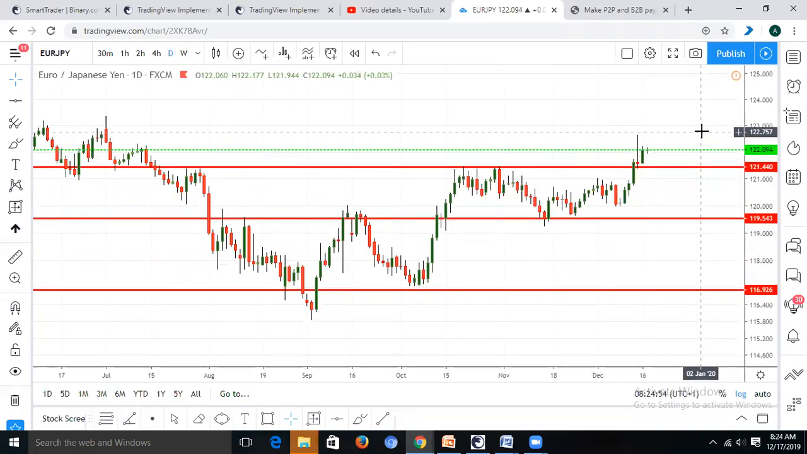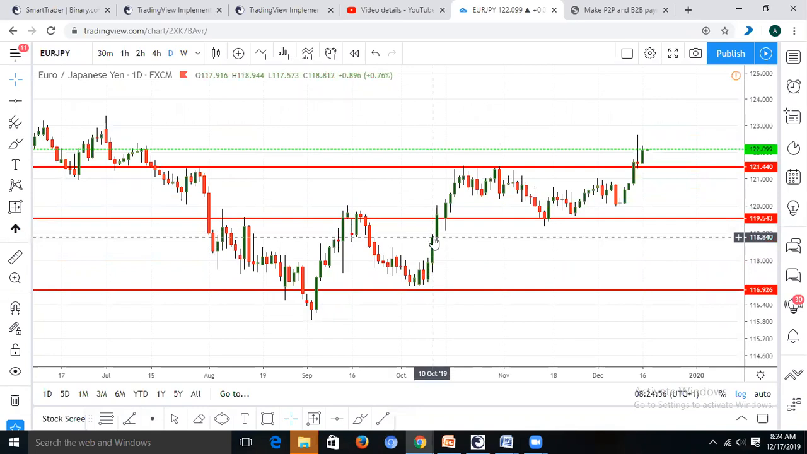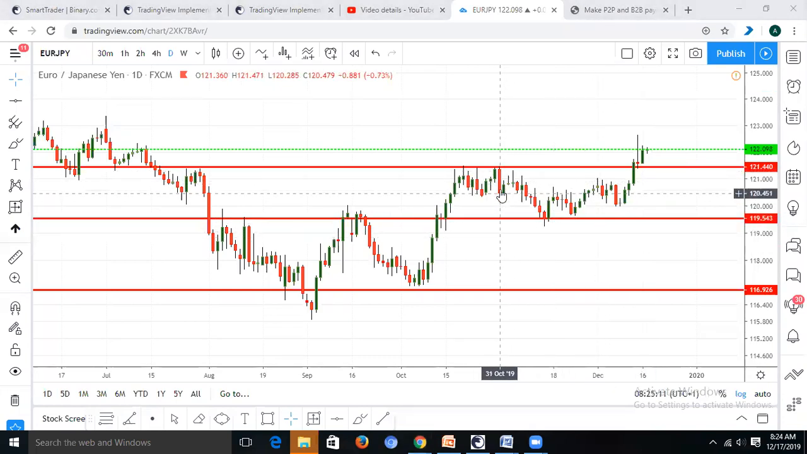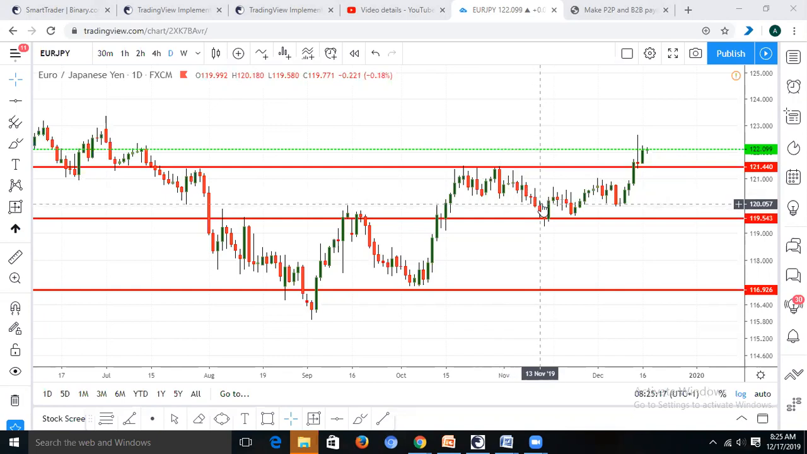You can see how nicely price has been respecting these zones. When I say nicely, very neatly. Imagine now you have placed a sell after this bullish formation, this engulfing candlestick. It moves down very, very neatly.